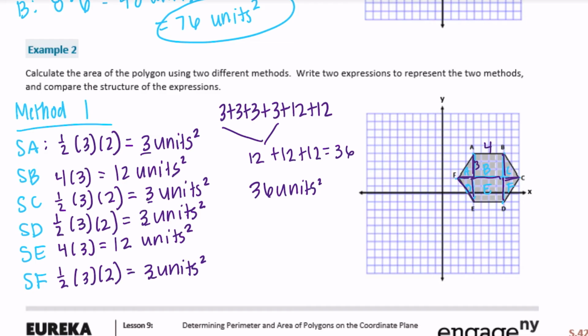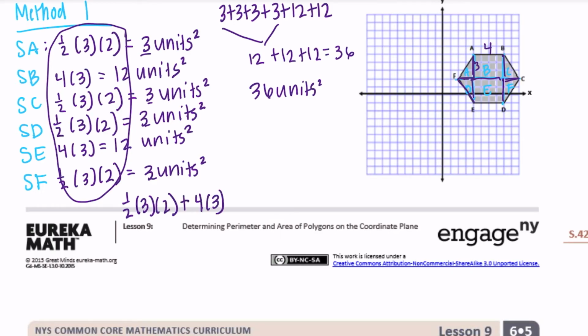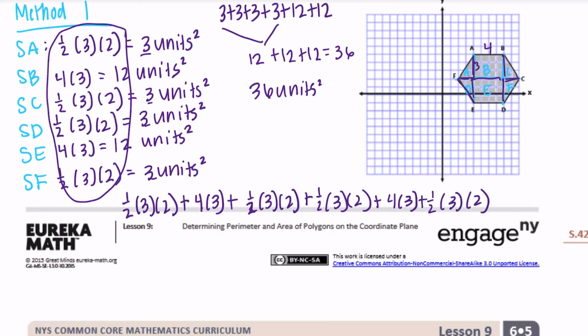And if we were to write an expression, it's going to be long. Let's write our expression. We're just going to take all of this and add them all together. So we would have, I'll start down here because it's going to be long. Ready? 1/2 3 times 2 plus 4 times 3 plus 1/2 3 times 2 plus 1/2 3 times 2 plus 4 times 3 plus another 1/2 3 by 2. So there is an expression.